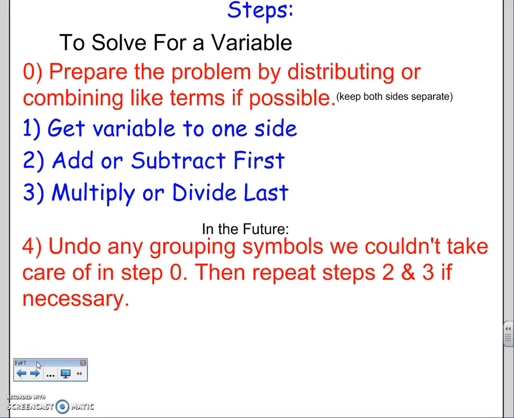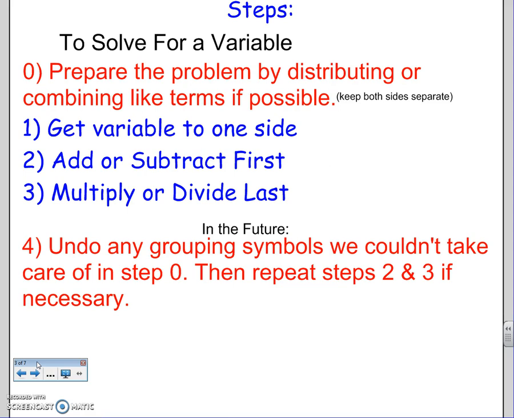So the steps to solve a variable, I call it step 0. It's prepare the problem by distributing or combining like terms if possible. And you keep both sides separate. A lot of kids combine terms on both sides at once and they mess up. Then we're going to get the variable to one side. If it's on both sides, you move it to one side. And then we're going to add or subtract first, multiply and divide last. So those are steps 2 and 3.